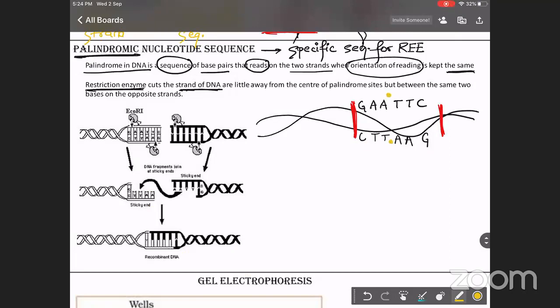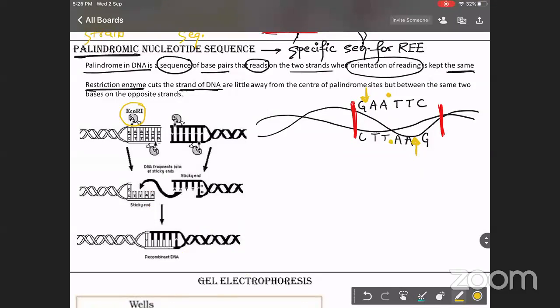But what they are doing is cutting both strands of DNA just away from the center. They will cut from here and here, just away from the center. This is one of the properties of the restriction endonuclease enzyme. You can see here EcoRI. EcoRI is the name of a restriction endonuclease enzyme.